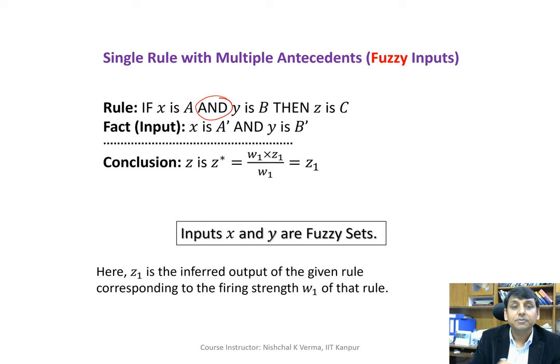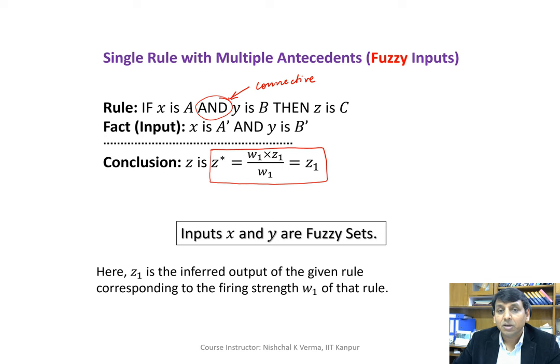So this is the connective, as we already discussed. Alright, so next is to find the final output corresponding to some input. So we'll go ahead and first apply the fuzzy input.